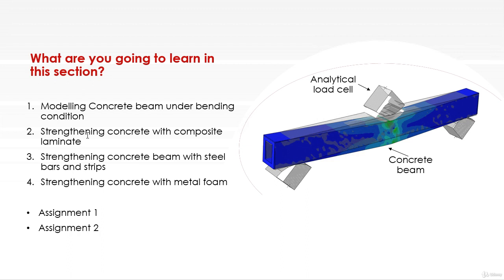This section also has two assignments. In the first assignment I'll ask you to use a different type of concrete, high performance concrete, and in the second assignment the idea is that you use two types of reinforcement for the concrete beam.